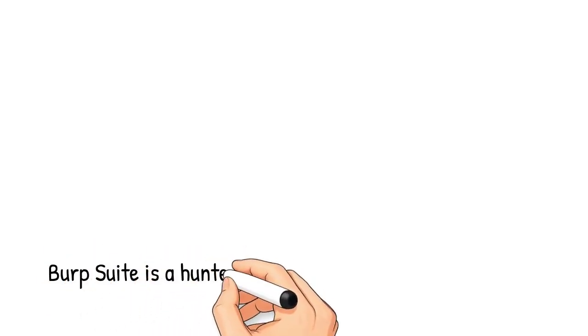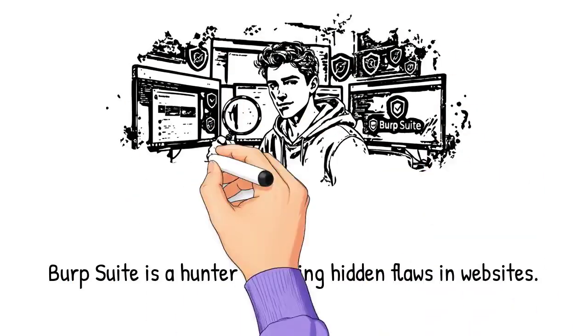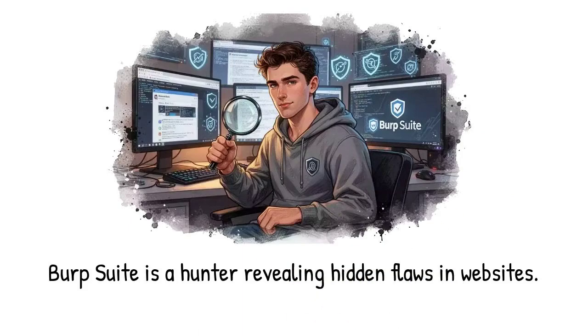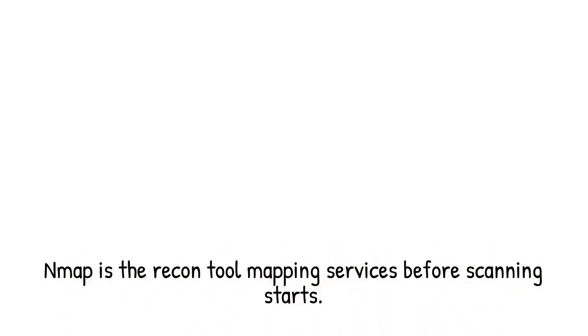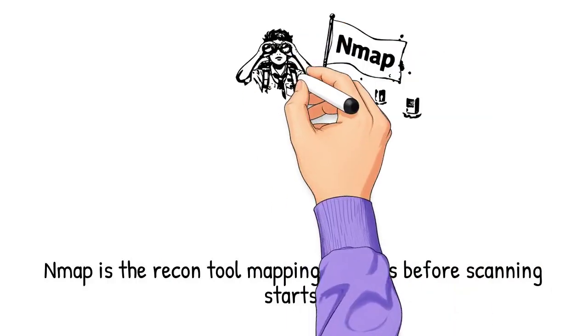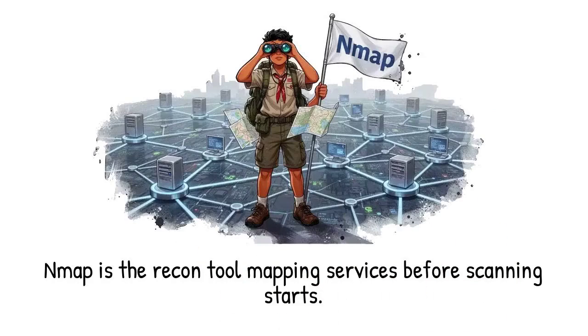Burp Suite, the web app hunter. Burp Suite is the king of web application scanning. It's like a magnifying glass that reveals every hidden flaw or bug within a website, making it invaluable for web security. Nmap is the recon specialist. Nmap is not a vulnerability scanner by itself, but it's used to discover open ports and services. It's like a scout that maps the battlefield before the main attack begins.